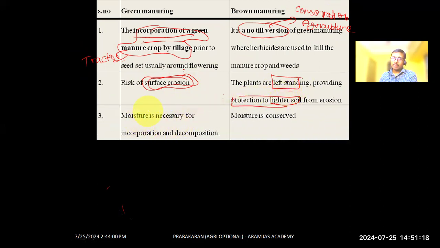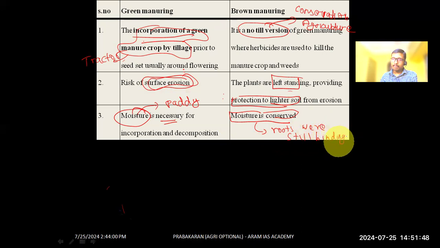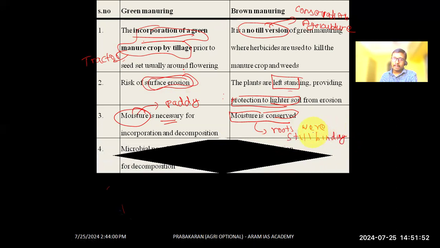The third point: moisture was necessary for incorporation. You might have observed this condition in the paddy field. Before incorporation, we have to flood the field, and after that, we have to do the puddling operation. But here, the moisture was conserved. How was it conserved? Because the roots were still binding the soil, and the plant residues also serve as the mulch here.